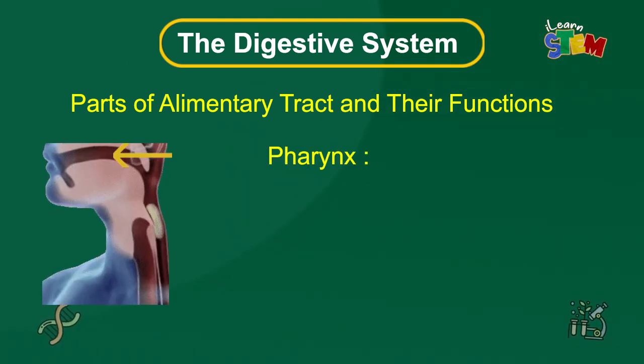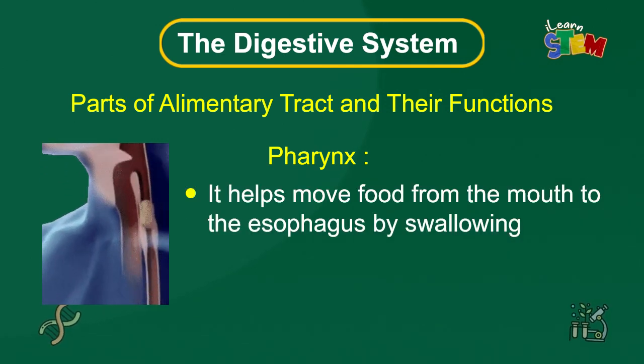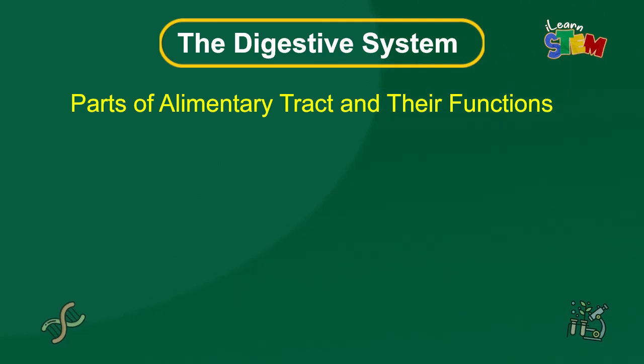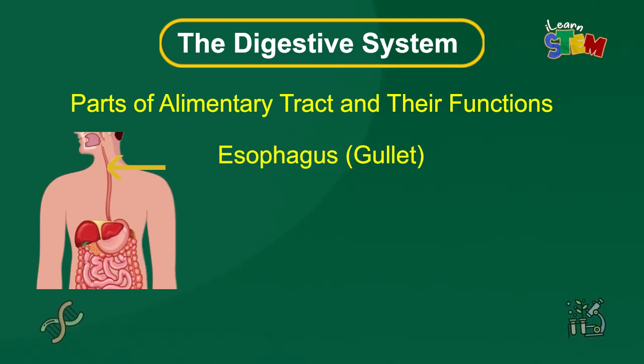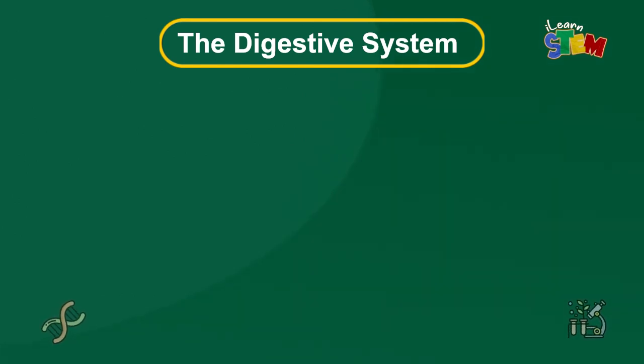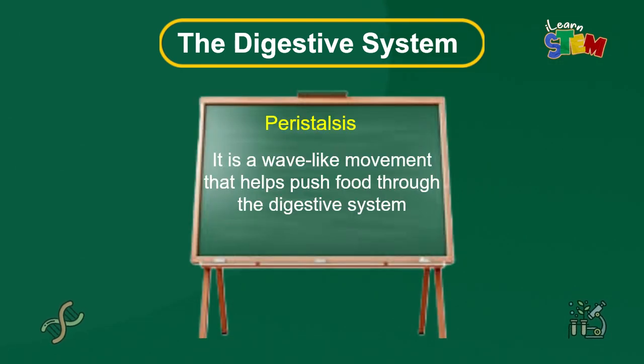Next is the pharynx. It helps move food from the mouth to the esophagus by swallowing. Then, the esophagus, which is also known as the gullet, moves food to the stomach via peristalsis. I know the word peristalsis is new to you. I will explain. Peristalsis is a wave-like movement that helps push food through the digestive system.